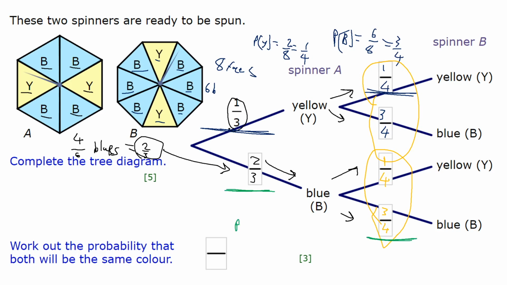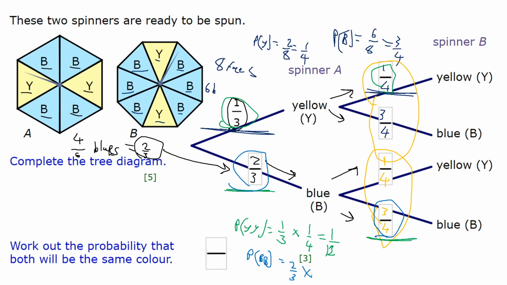So the probability of yellow, yellow, that's just going to be a third, because that's up here, times a quarter, which is this here, and that's equal to 1 over 12, okay? The probability of blue, blue, that's just going to be 2 over 3, which is here, times 3 over 4, which is here, multiply top, multiply bottom. We are left with an answer of 6 over 12.